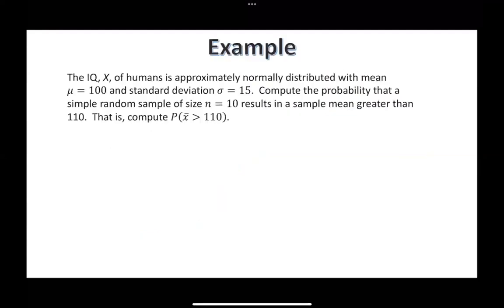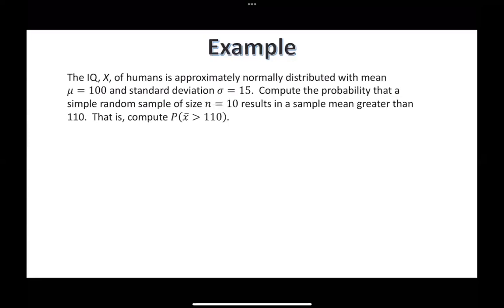Okay. All right. So here's another example. The IQ of humans is approximately normally distributed with a mean of 100 and a standard deviation of 15. Didn't we just do this? No. Okay. I want you to try this. I'm going to work quietly behind you, but I'm going to let you get a head start. So find the probability that a random sample of size 10 has a mean greater than 110.